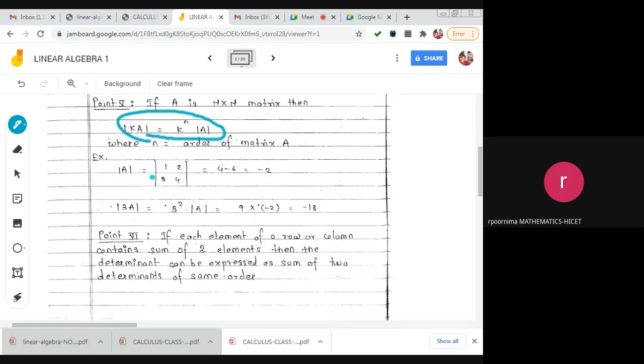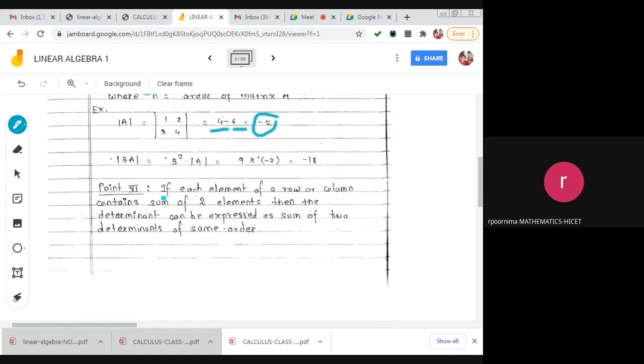For example, determinant A is a 2 by 2 matrix, we consider as 1, 2, and the second row is 3, 4. Then you evaluate that using the determinant process. So 1 into 4, it is 4, minus 2 into 3, it is 6. So 4 minus 6 is minus 2. Then you multiply the matrix by 3. That means determinant of 3A, you can apply this property, k power n into determinant A. So 3 square into determinant A, which is equal to 9 into the value of the determinant, minus 2. So 9 into minus 2 will be minus 18.